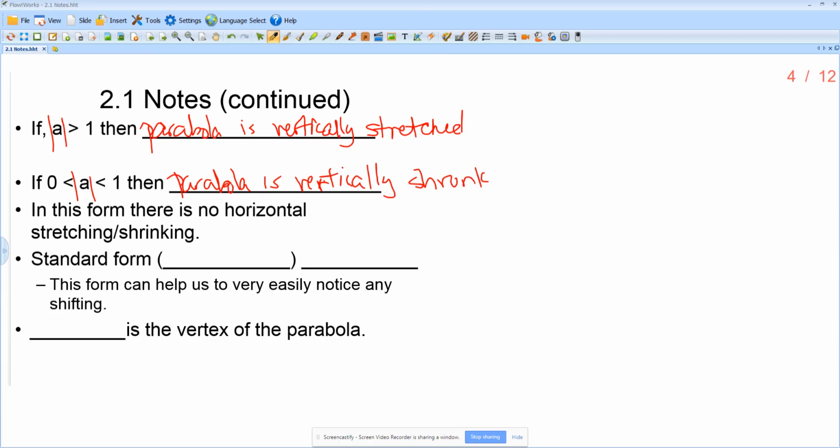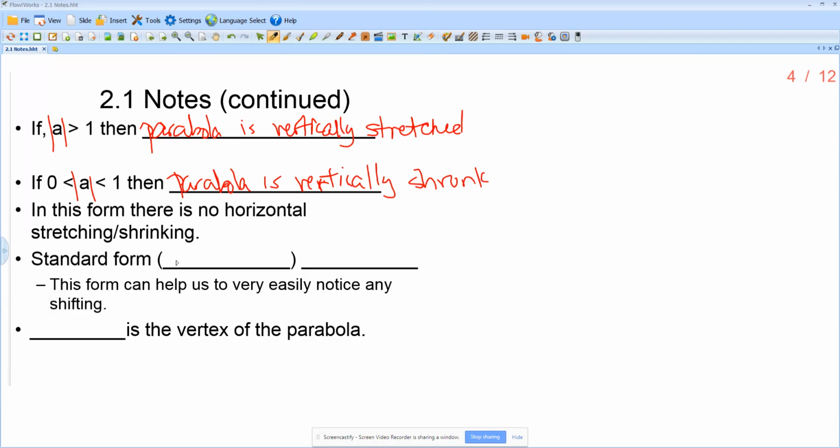Remember, if a is less than 0, the negative is just telling me that there's a reflection. The actual value, between 0 and 1 or greater than 1, is telling me the stretch or shrink. In this form, just like with reflecting, there is no horizontal stretching or shrinking. You don't have horizontal stretching or shrinking in this form.